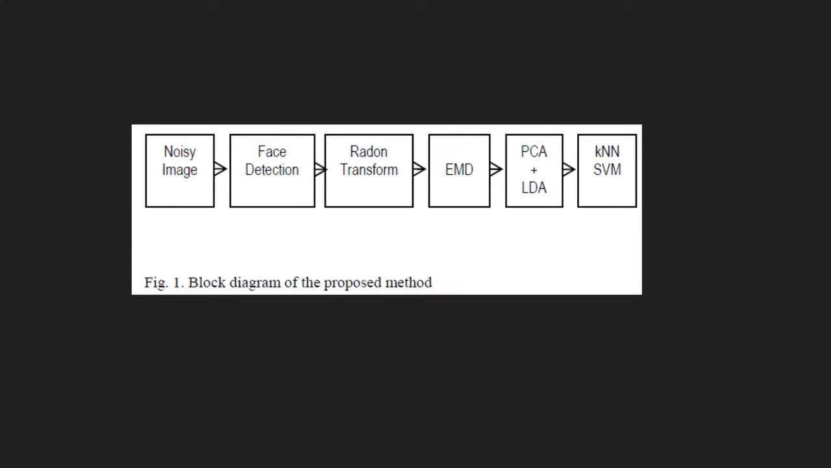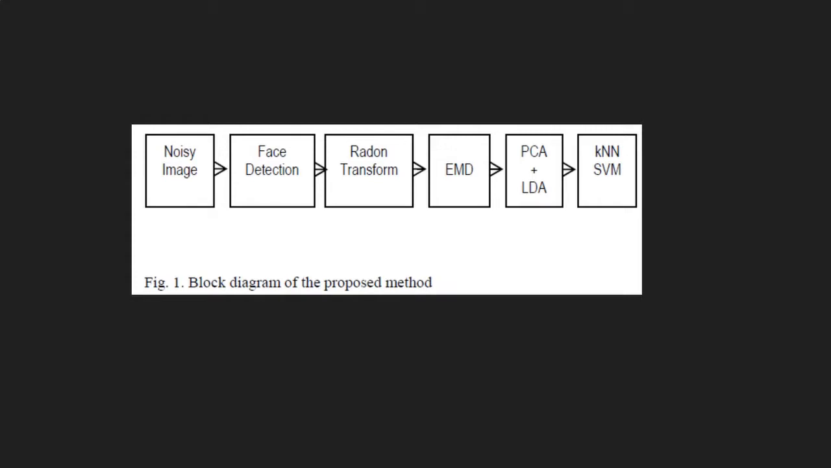Now, this is the particular process followed by us in this project. First, we have a noisy image, then we pass it on to face detection. Now, as we have a noisy image, it's a normal image with a background. We only want to detect the emotion of the face. So, first important thing which we need to do is detect the face in that particular image. We are doing that using the Viola-Jones face detection process.